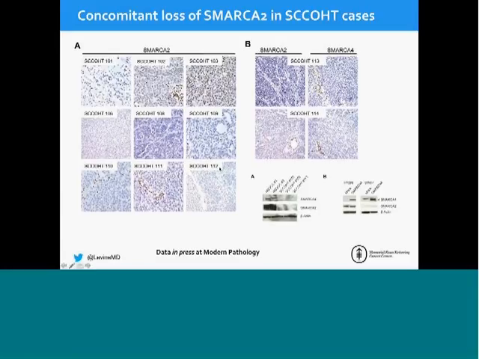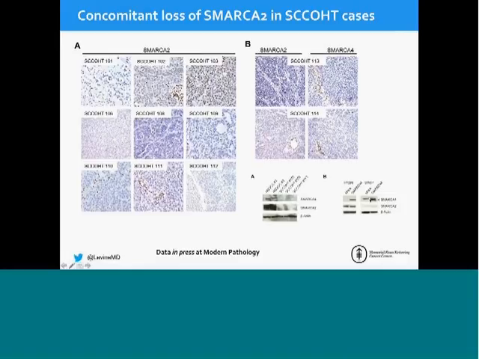But here, and I'm showing you all these immunohistochemistry pictures, we stained 9 tumors, and they all had loss of SMARCA2. We also got a few new tumors from generous people who shared their materials with us, and we found that SMARCA2 and SMARCA4 were lost. We went over here to some of the tumors that we had frozen material for, and they also showed loss of both SMARCA4 and SMARCA2.